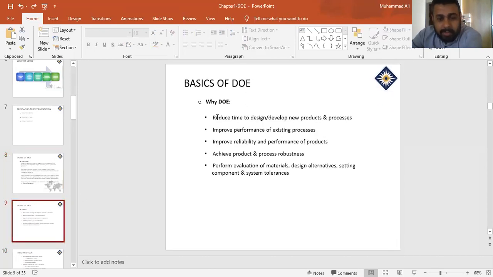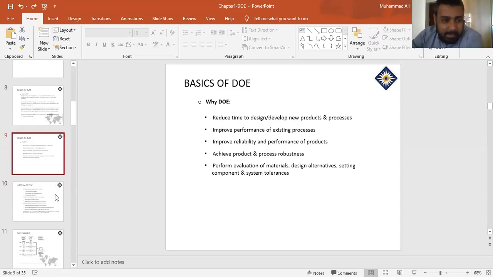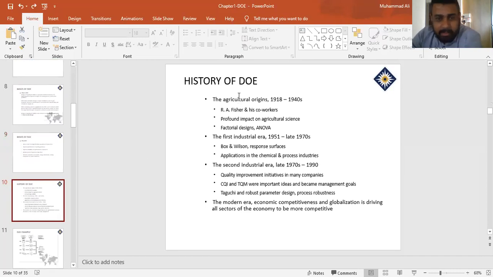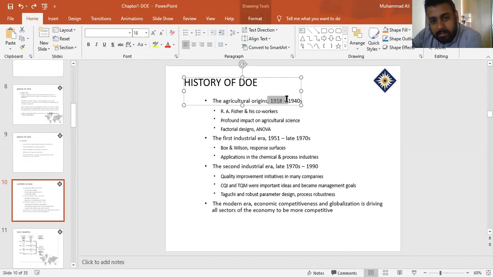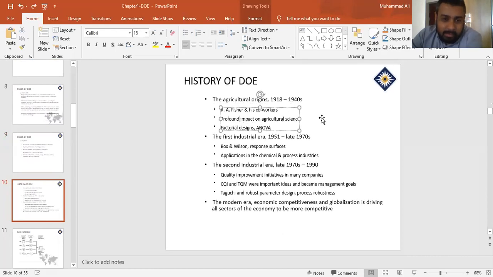Okay. So why do we do this? What is the purpose of those experiments? Why do we design those experiments? Well, the purpose is to get an optimized product. We change the factors, we see their effects, and we optimize them so that we can get the best option out of it. The history of design of experiments is that it started around 1918 to 1940. Basically, they were trying to test the impact of some products on agriculture science. That was the first one.